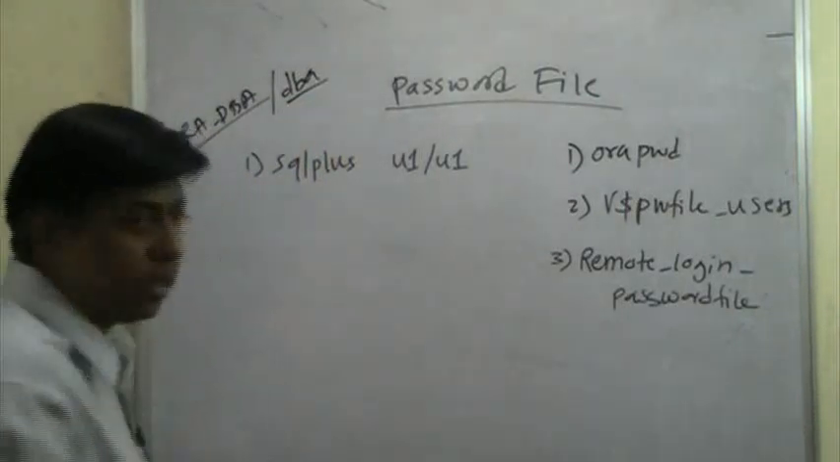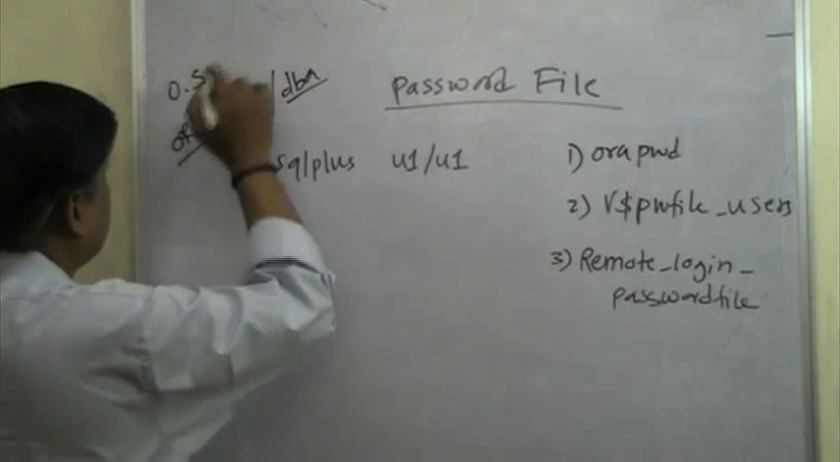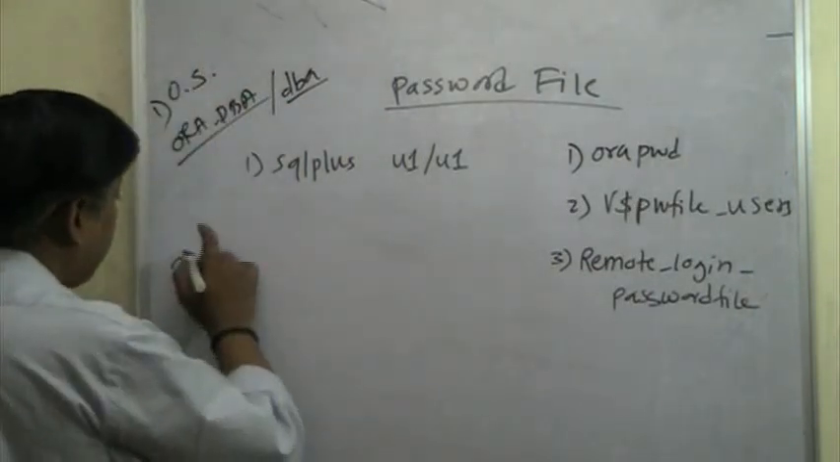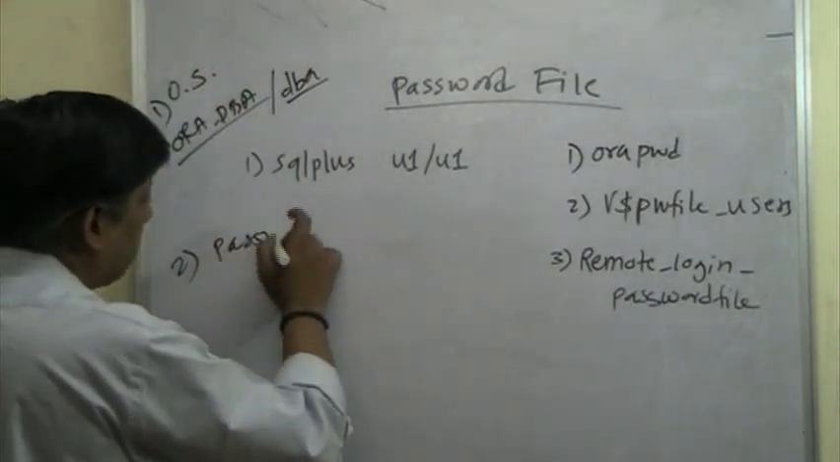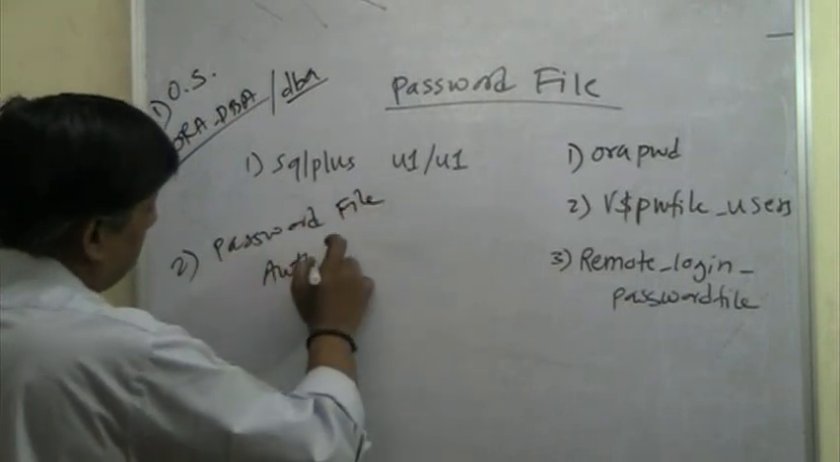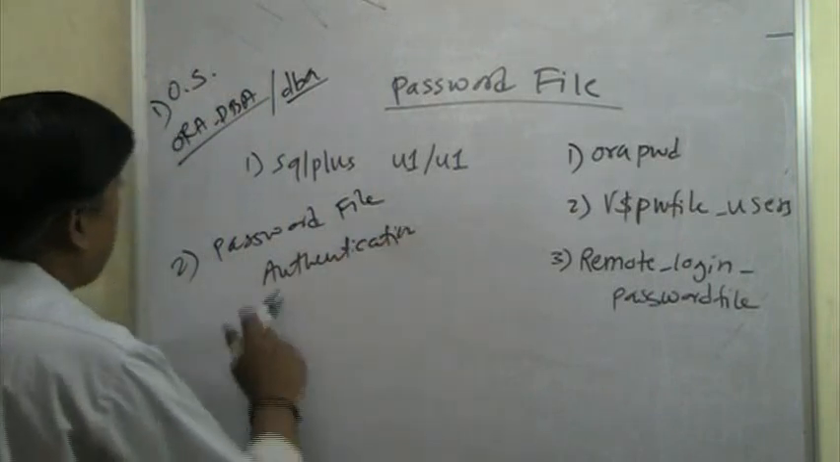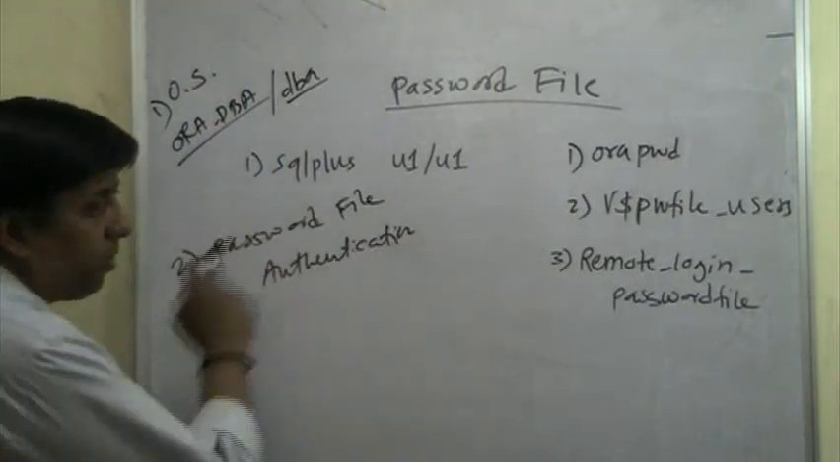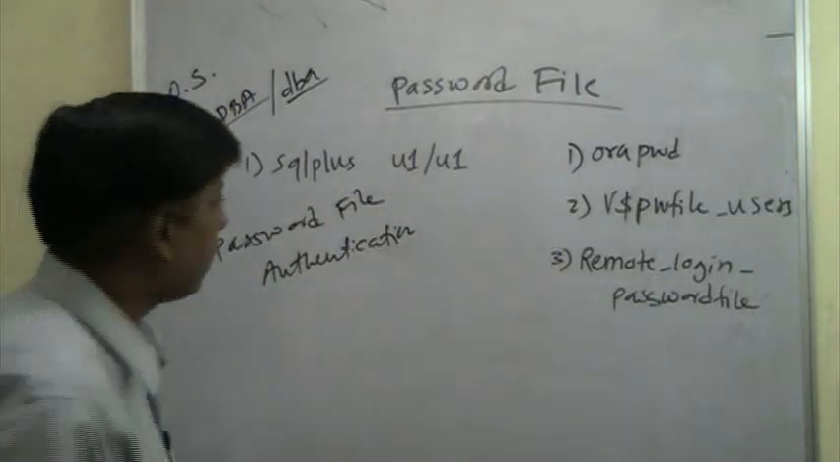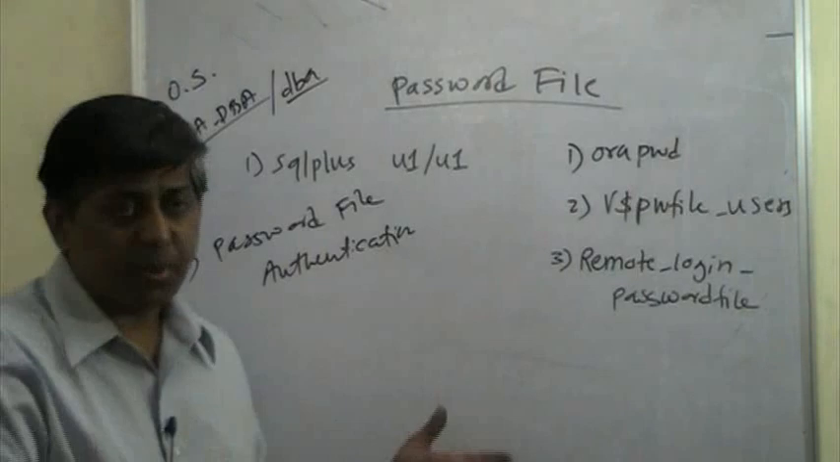The second method now, the first method was what? First method is the OS authentication. And now the second method is the password file authentication. It means you are authenticated with the help of the passwords and the login IDs that are stored in a password file. Where is this password file staying? It is on the operating system.